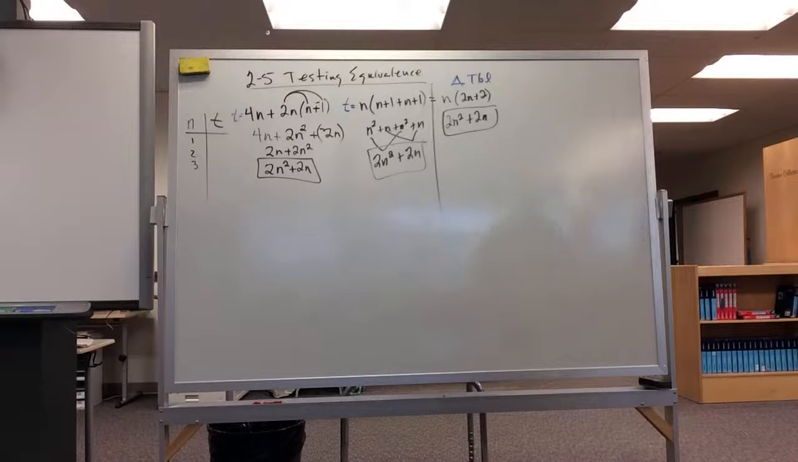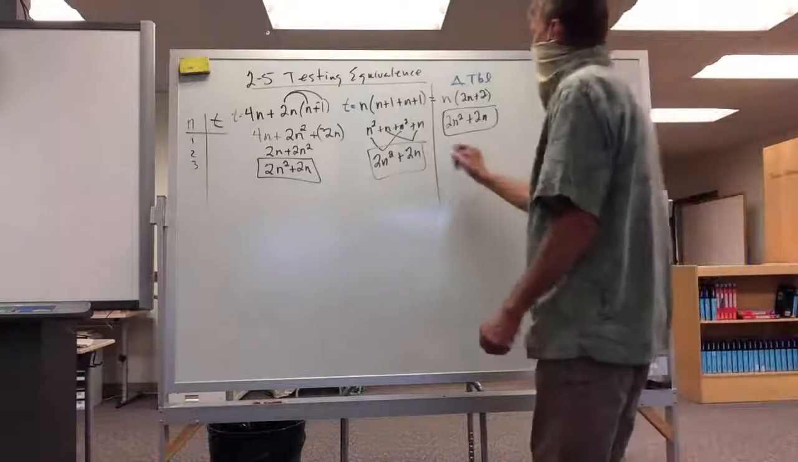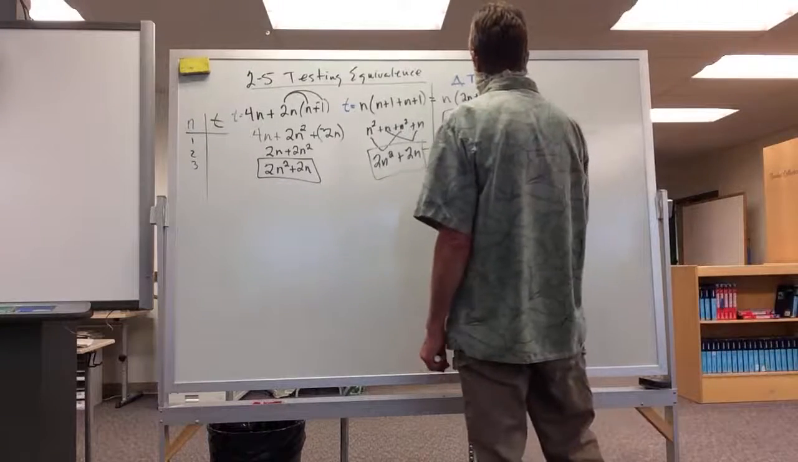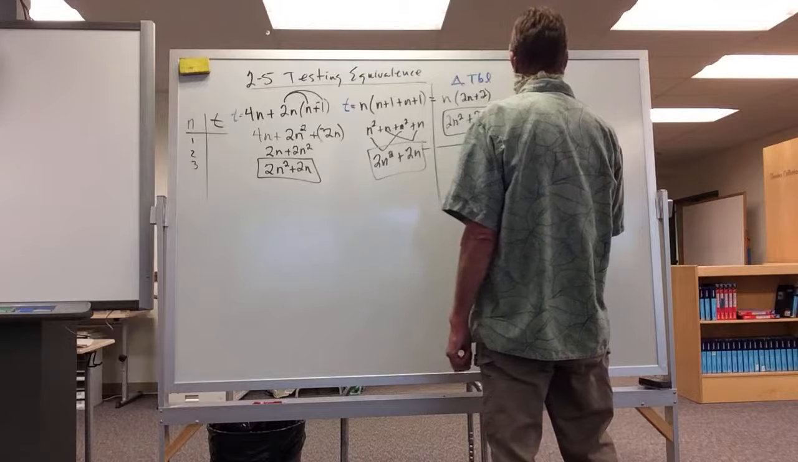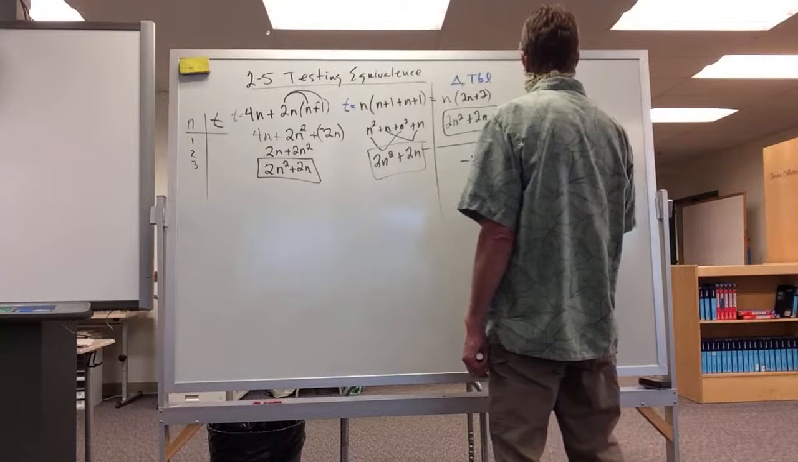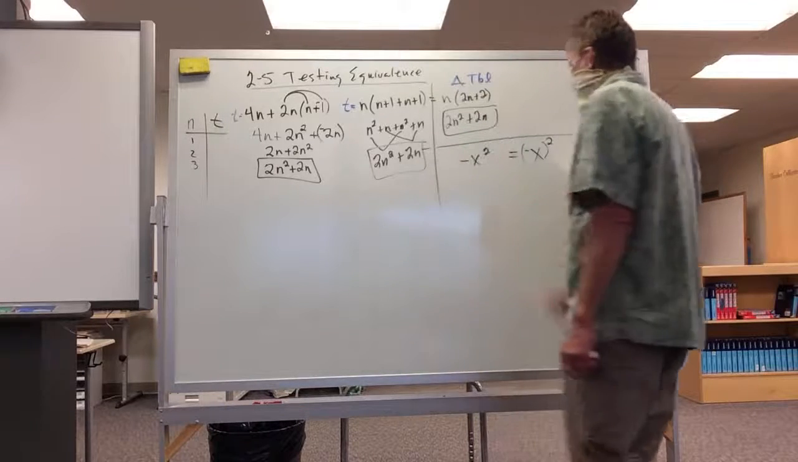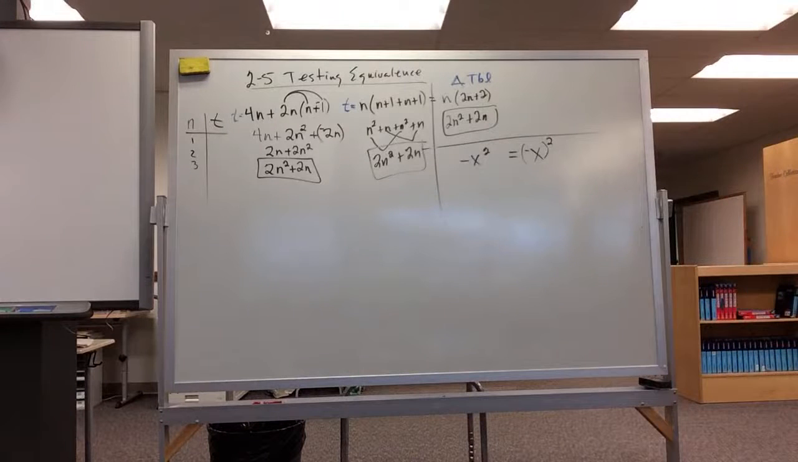Let's do this one. And I've kind of beat on this quite a bit. Negative x squared and negative x as a quantity. Negative x squared, is that equal to negative x quantity squared? Are they equal?